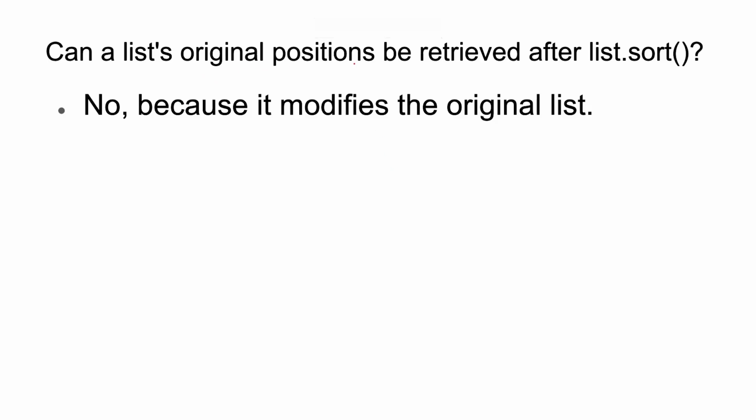Can a list's original position be retrieved after this sort function? Suppose I have a list 2, 3, 1, 5, and I sorted this. Now it is 1, 2, 3 and 5, right? Now can I retain the original order after sort?